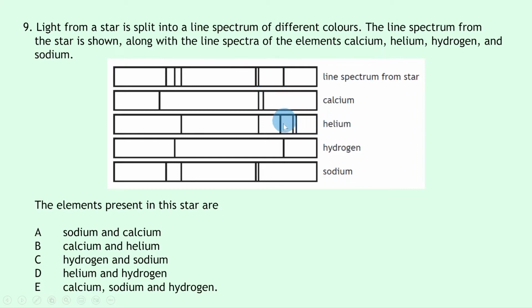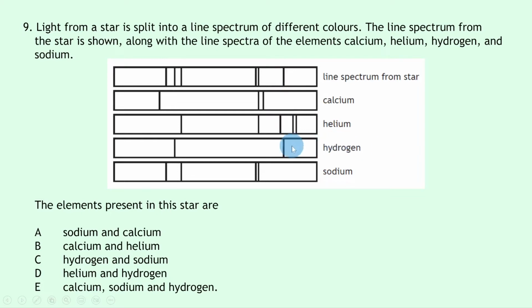We've then got helium, which has two lines on the right hand side here which don't appear in the spectrum for the star, so that means helium is not going to be present in the star because there are lines in here which don't appear in the spectrum. And we've also got this thicker line here which doesn't match up with this thicker one in the star.